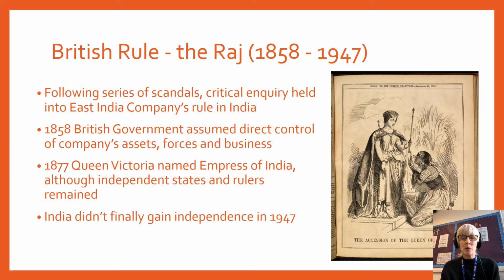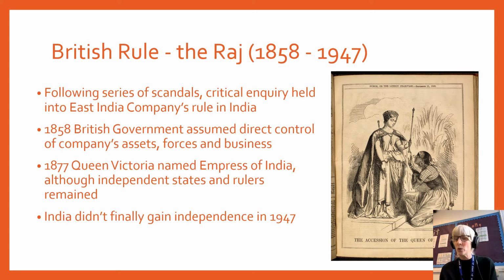After the mutiny, there were a bunch of scandals, impropriety, bribery, corruption. An inquiry was held by the British government into the East India Company's rule in India, and it was very critical, and lots of East India Company people, they didn't lose their wealth, but they lost their status and their reputations. And in 1858, the British government assumed direct control of the company's assets, its forces and its businesses. So what had once been a private company was now the British government's.